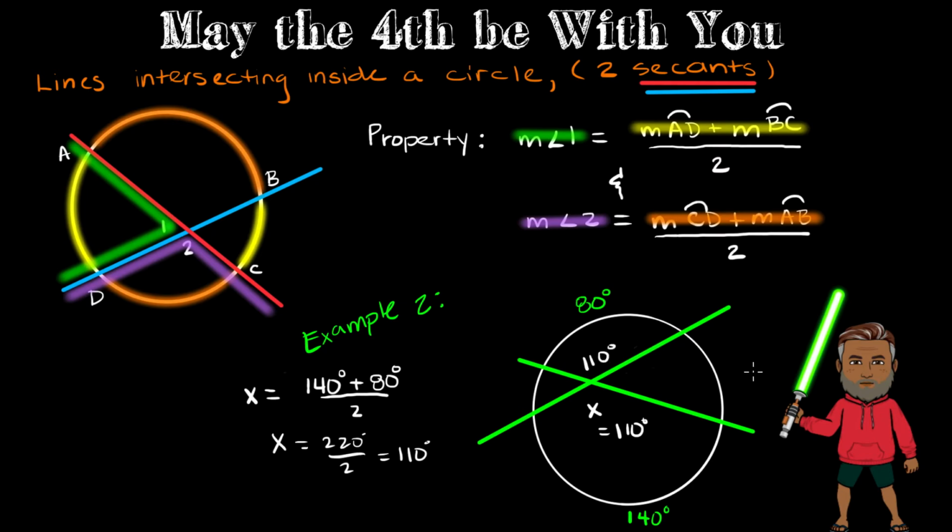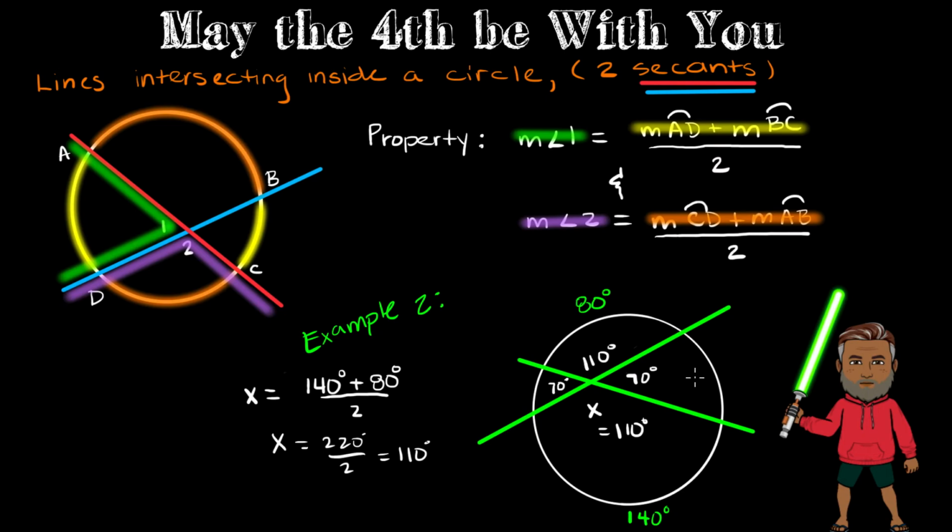So I now know that x is equal to 110. Its vertical angle is also equal to 110. Now, if you wanted to, you could find their linear pair angles. So this angle here must be 70, and this angle here must be 70. Unfortunately, I cannot find these last two arcs. I know what they're going to add up to. They're going to add up to a total of 140, right? If you double the 70, these two arcs are going to add up to 140.